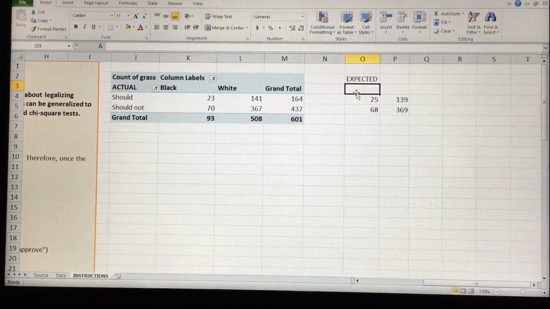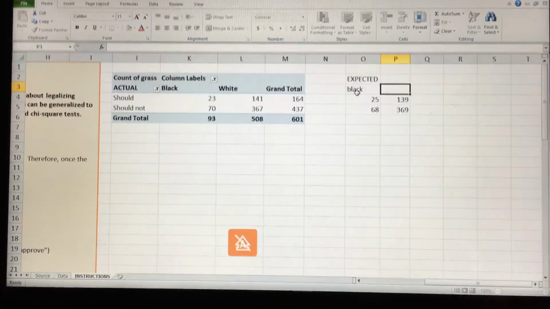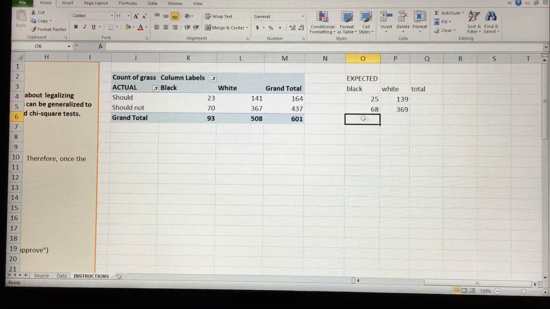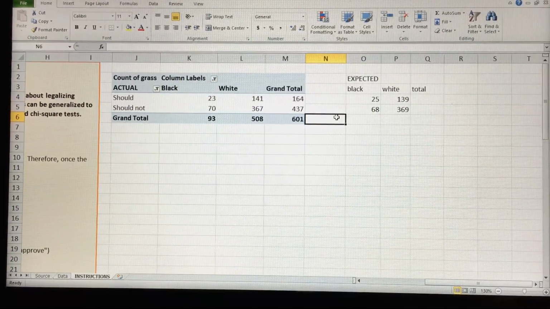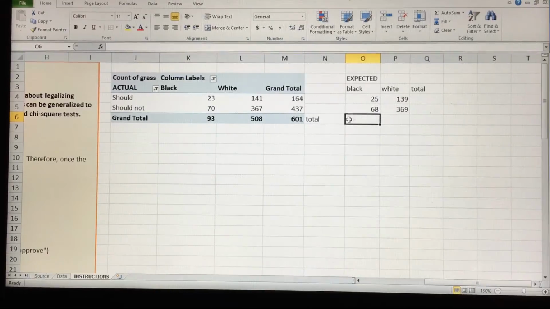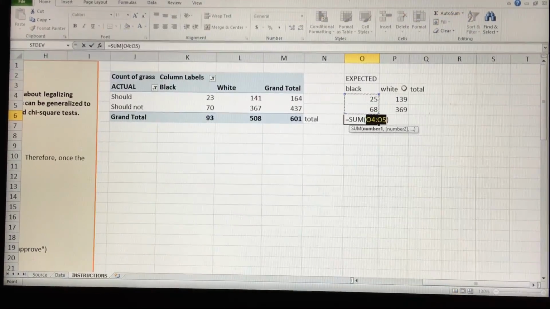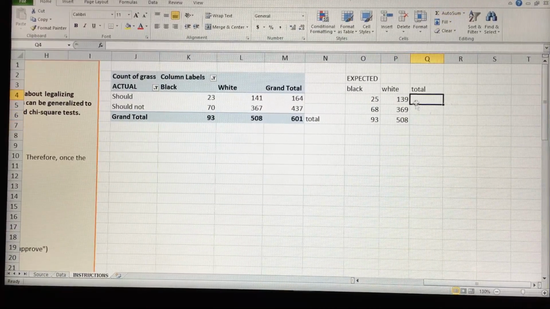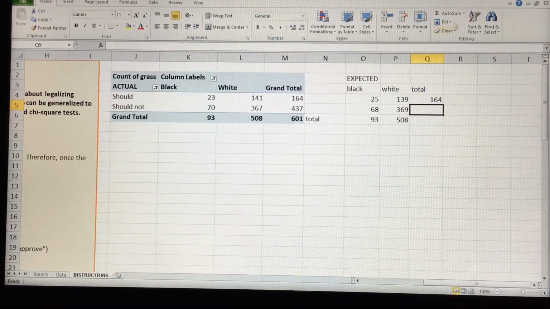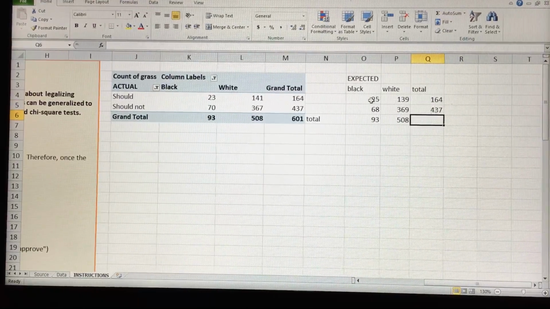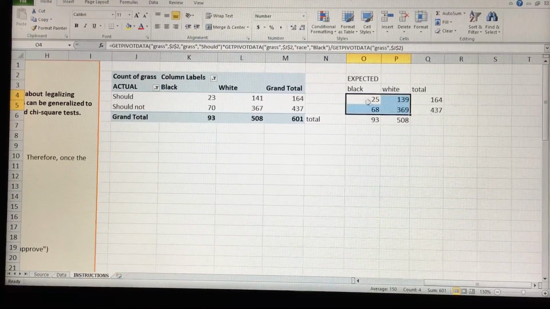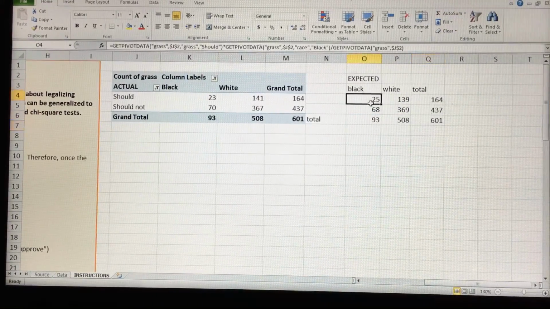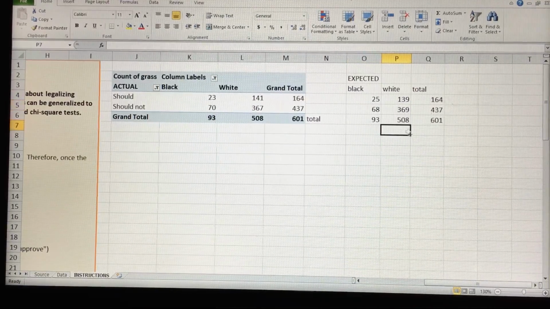All right, actually that's why I said to put it up there. So this is black, white, total. We've got our total here again. And folks, if you did this correctly, your totals should always be the exact same totals. But the proportions are different because this is what we expected based on these totals. That's all it's saying. See, those proportions are different.